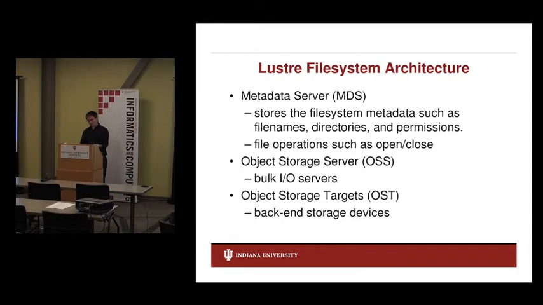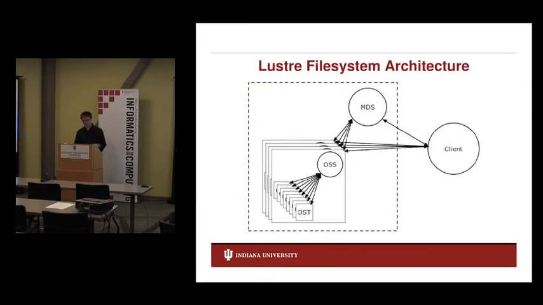And in the back end are the disks, or the object storage targets in Lustre language. These are the actual physical disks or RAID hardware that store the bytes. So this is a diagram of a generic Lustre file system. Here's the client, here's the metadata server. There's a single metadata server.